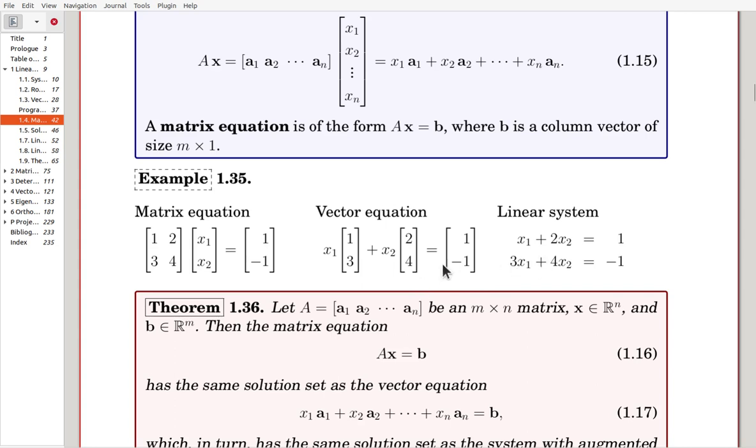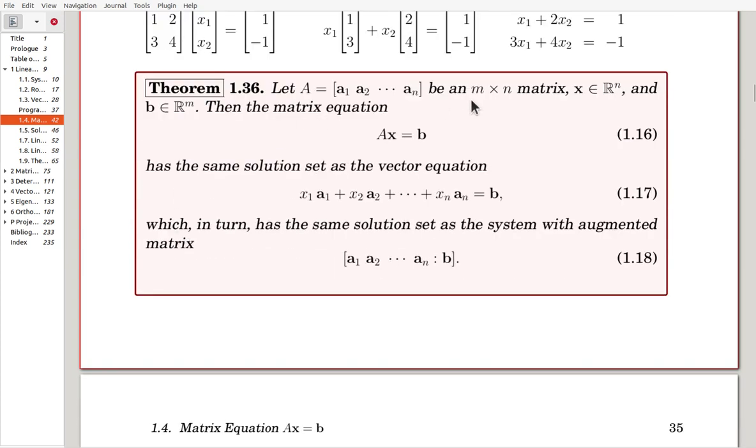Now if we write it in detail row by row, then we can reshape this into a system. x1 plus 2x2 equals 1, that's the first equation. 3x1 plus 4x2 equals minus 1, that is the second equation. So that is a linear system. So all are equivalent. It can be written as a linear system, or as a vector equation, or as a matrix equation. Here we have a theorem.